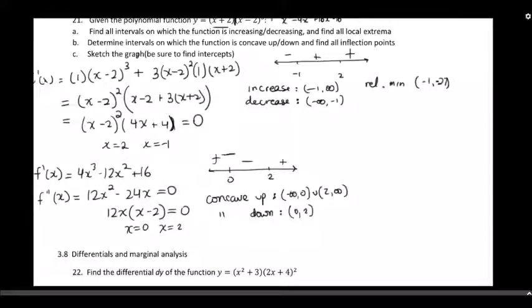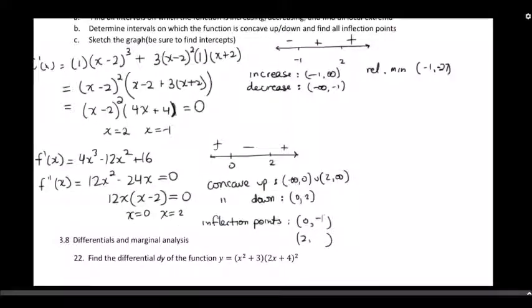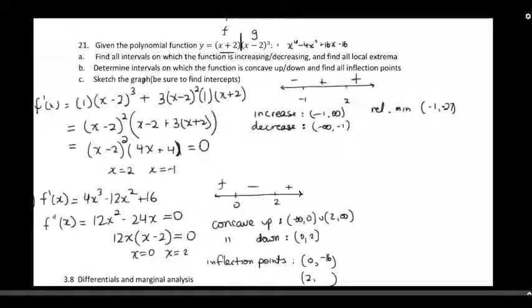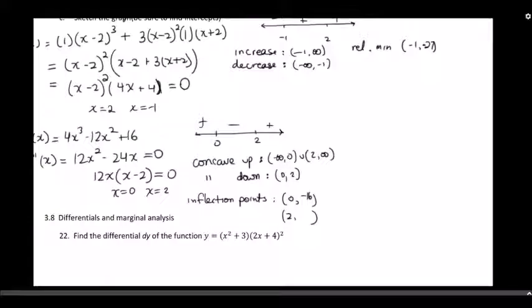And because we're switching concavities here and here, we're going to have some inflection points at the point 0, comma something and 2, comma something. So going back to the original function, if we plugged in a 0, we would get negative 16. And if we plugged in a 2 into the original function, we would get 2 minus 2 there. That would be 0. So it's 2, comma 0. So those are the inflection points.